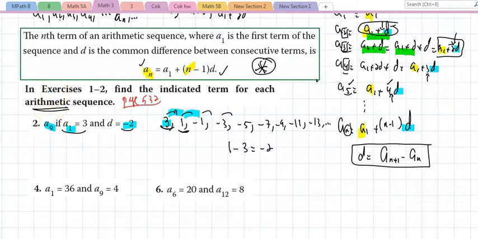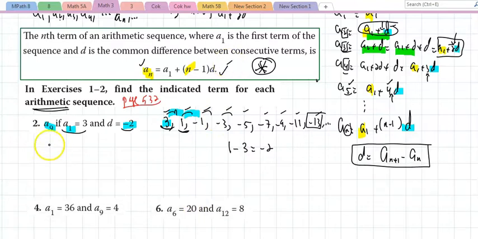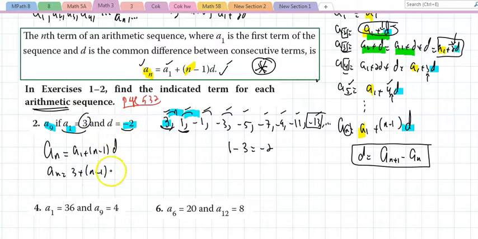They want to know what a sub 9 is. One way of doing that is to count 1, 2, 3, 4, 5, 6, 7, 8, 9. But what if I ask you for a sub 90, a sub 900? Basically, I'm going to force you to use this formula. I want you to find the general formula. To find any term on this list, it's going to be a sub 1 plus n minus 1 times d, and I suggest you write that on your homework as many times until you get it. So the first term in this case is 3, plus n minus 1, and the common difference is negative 2.